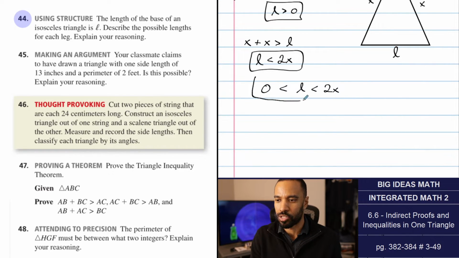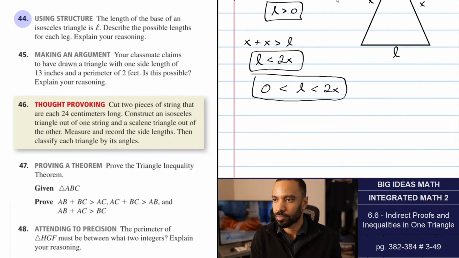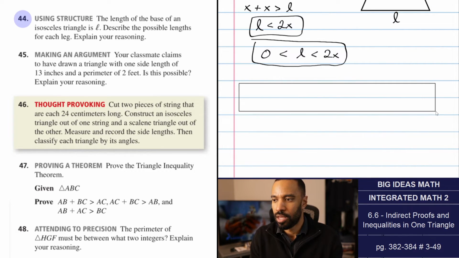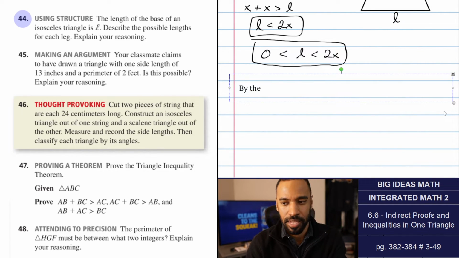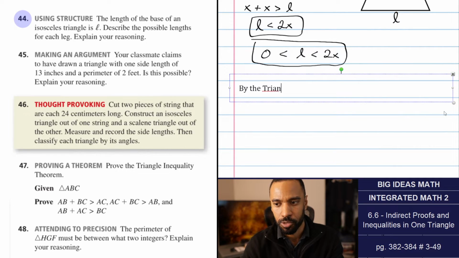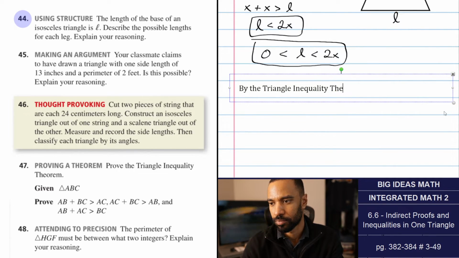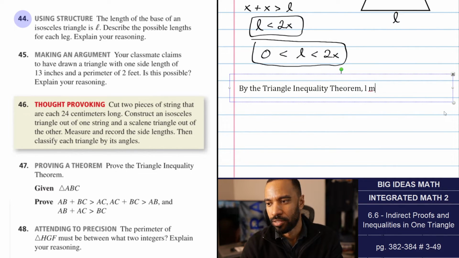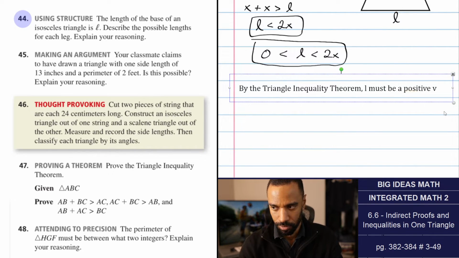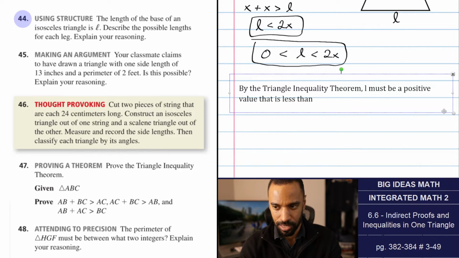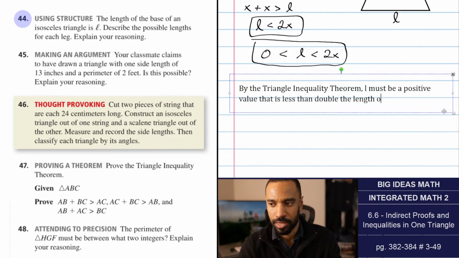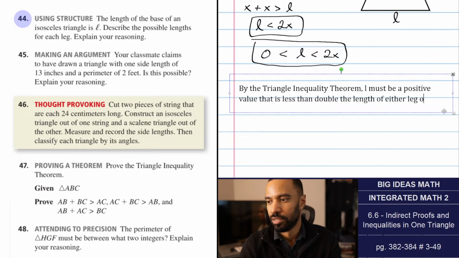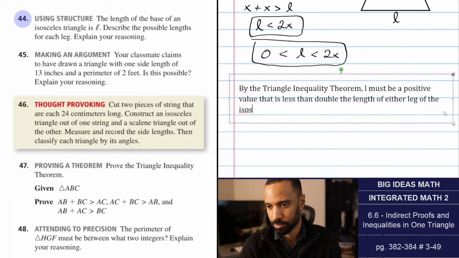So the way that we want to state that, I mean, the explanation is the math. By the triangle inequality theorem, there's my reason. L must be a positive value that is less than double the length of either leg of the isosceles triangle.